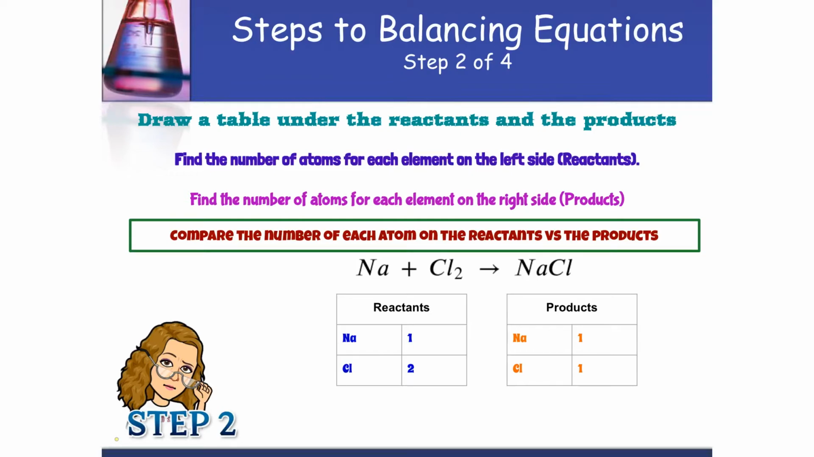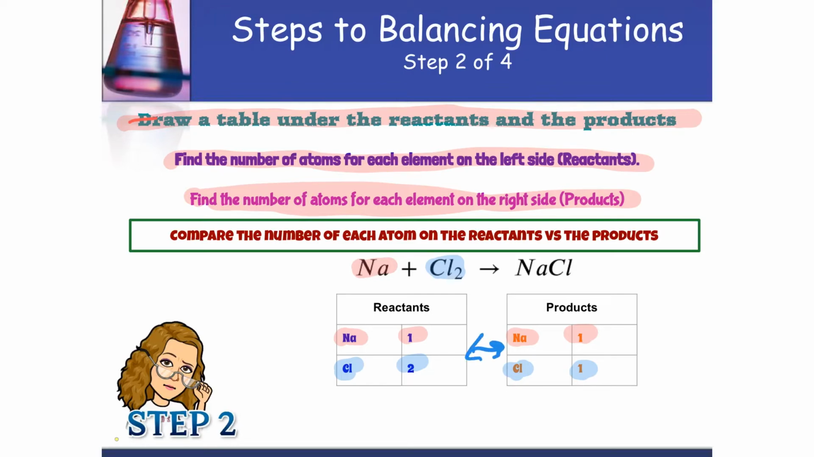So step 2 to balancing equations is draw a table underneath the reactants and the products. Then you find the number of atoms of each element on the reactant side. You find the number of atoms of each element on the right side. And then you compare the two. So in our example, sodium here has 1 on the reactant side. Chlorine has 2 because of that Cl2. On the product side, sodium has 1 and chlorine has 1. So as you can see, comparing these two tables that you made, chlorines are not balanced. They are not the same on the reactants as they are on the products.